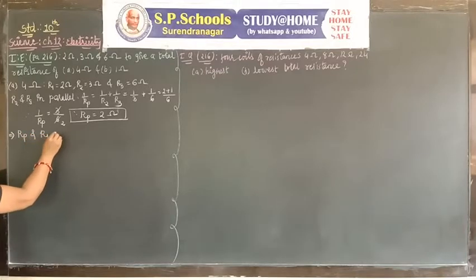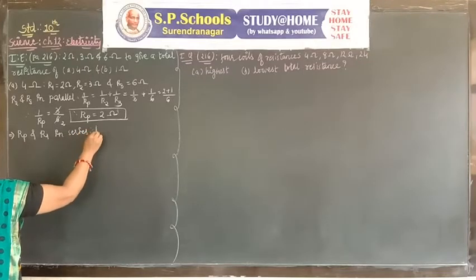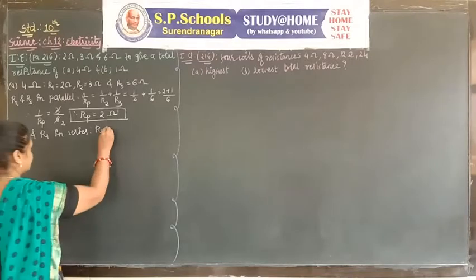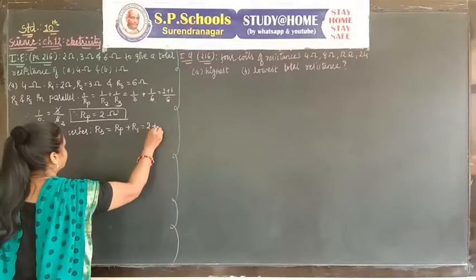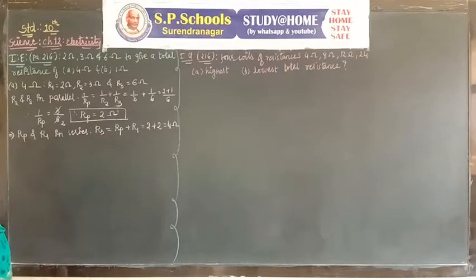We arrange Rp and R1 in series, so the equivalent resistance Rs is equal to Rp plus R1, 2 plus 2 is equal to 4. So we get 4 ohm total resistance. We arrange the 2 resistances 3 and 6 in parallel and 2 in series.